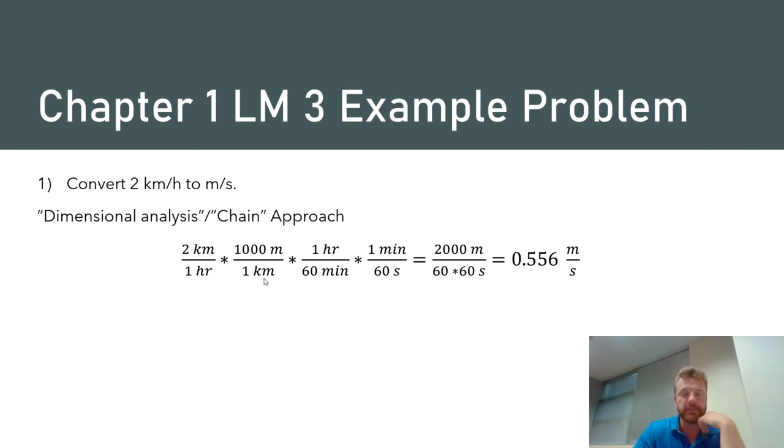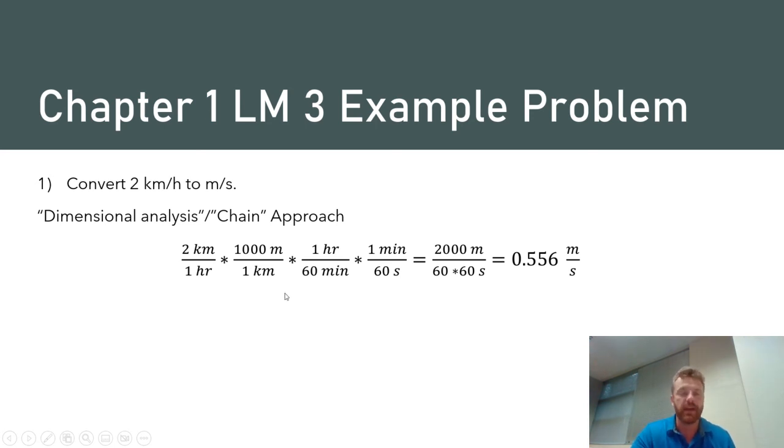It's 1,000 meters. So if I multiply by 1,000 meters divided by 1 kilometer, these quantities in the numerator and denominator, they're the same thing. So multiplying by them doesn't actually change the underlying value of this quantity. I can cancel the units just like I would cancel common factors on the diagonal. The kilometers go away. So 2 kilometers per hour is equivalent to 2,000 meters per hour.